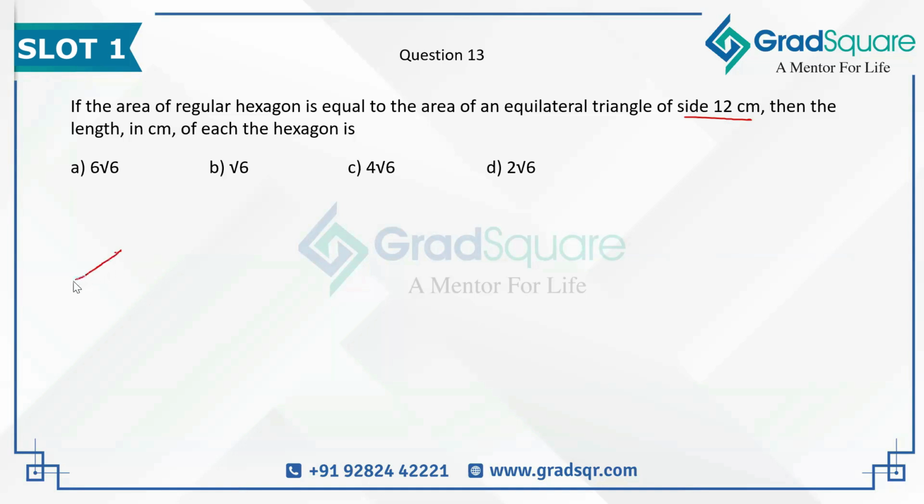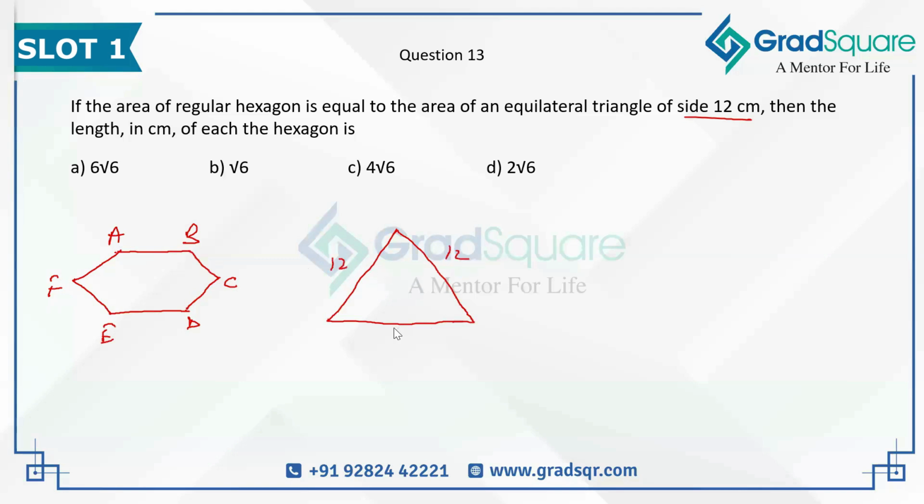So if you try and draw a regular hexagon, this is how it would look. Let me name this A, B, C, D, E, and F. And you are looking at an equilateral triangle. Equilateral triangle, of course, is what? All three angles are 60 and each side is also 12, given to you for this equilateral triangle. They are saying that the area is the same.